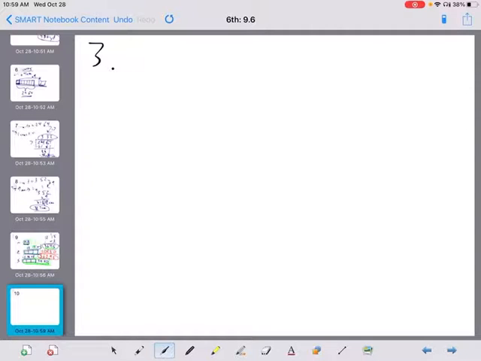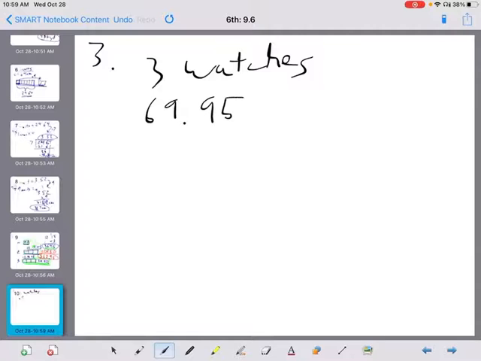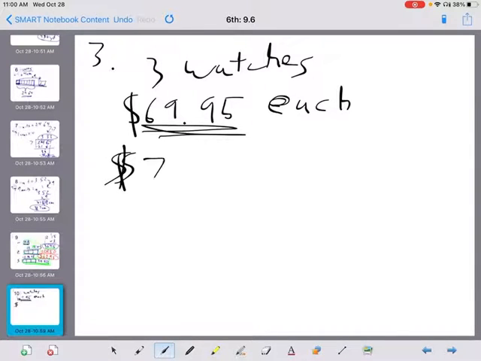Miss Gonzalez wants to buy 3 watches at a cost of $69.95 each. Estimate the least number of $5 bills that she needs to buy the watches. Oh man, so that's kind of complicated. She wants to buy 3 watches, and they are $69.95 each. Estimate the least number of $5 bills that she needs to buy the watches. All right, well, if we're estimating here, you got to think. This should get rounded. What should get rounded to? Yeah, it should get rounded to 70.